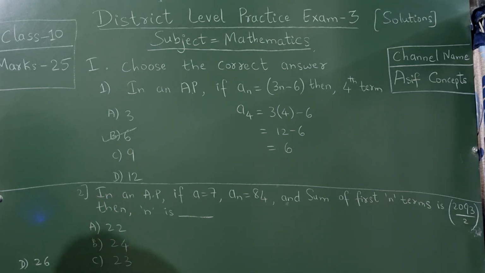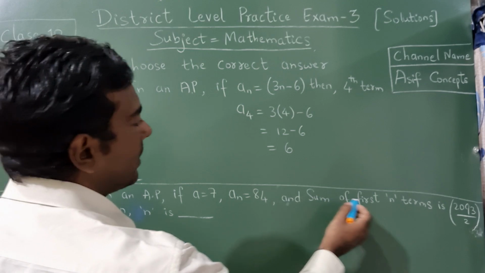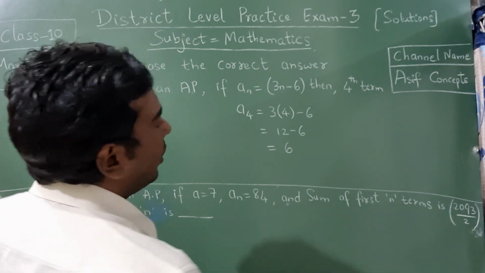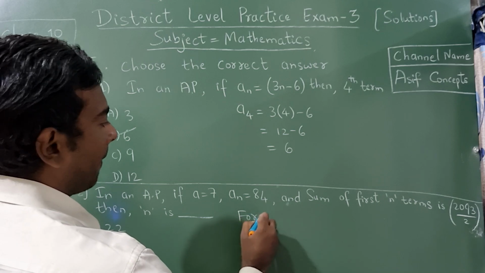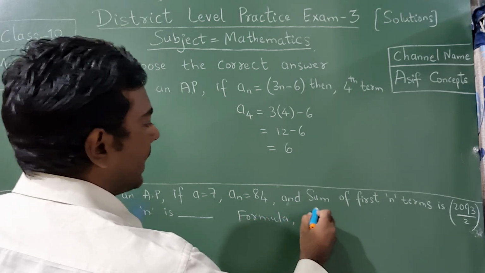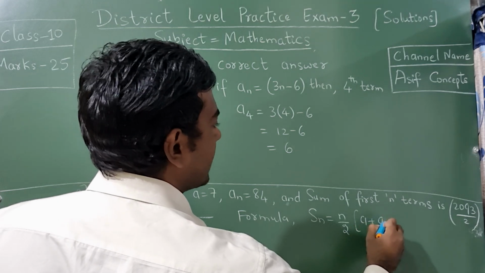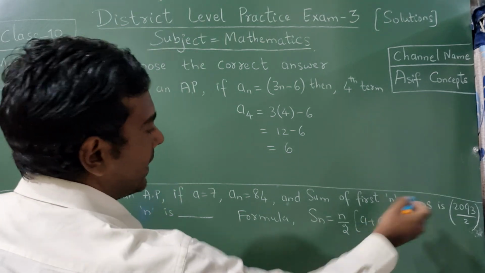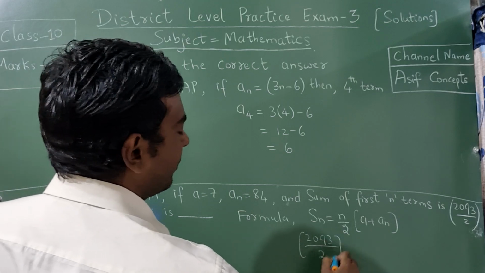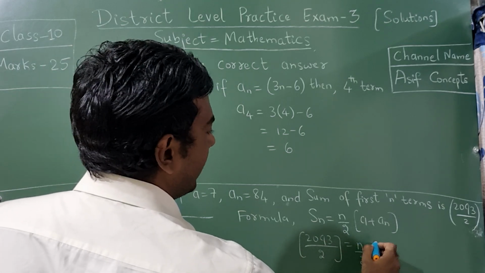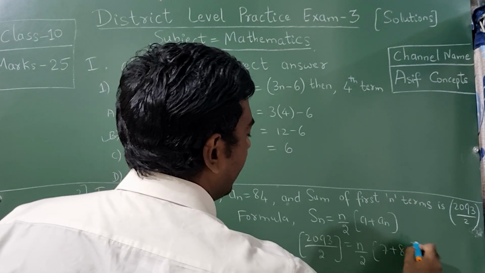The second question is, in an AP, if a is equal to 7, an is equal to 84 and sum of the first n terms is 2093 divided by 2. Now there is a formula, and that is Sn is equal to n upon 2 (a plus an). Now what is this Sn? It is 2093 divided by 2 is equal to n by 2. A value is 7 plus 84.